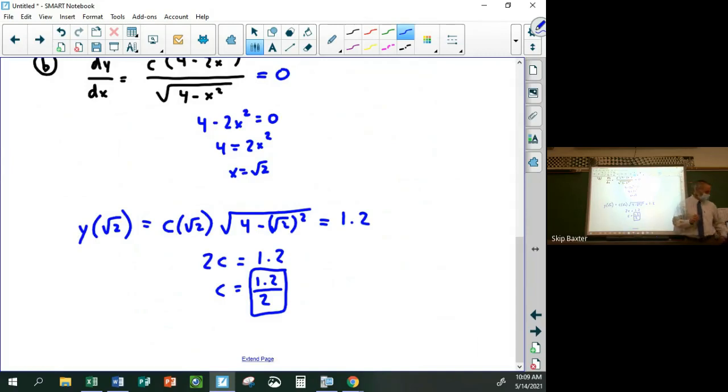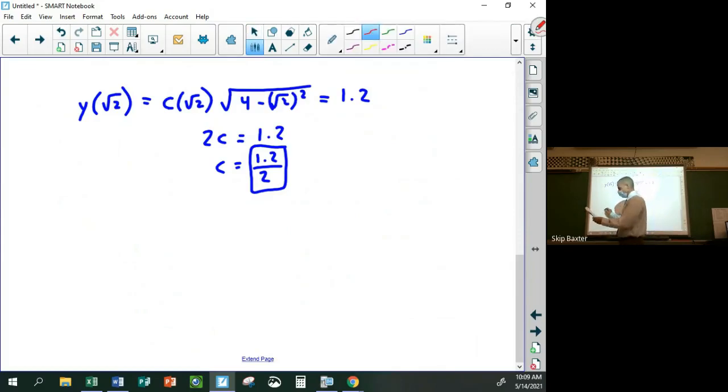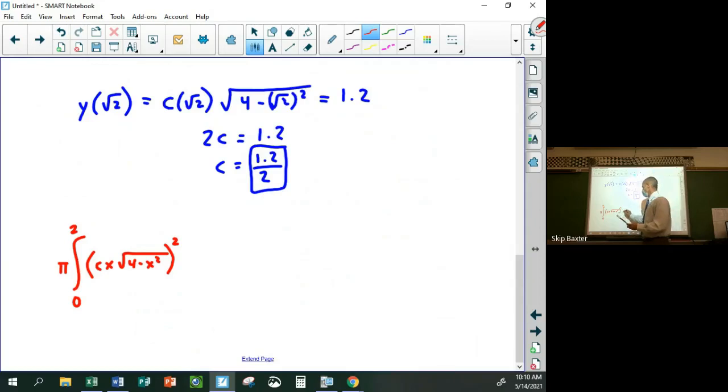I got that one. That wasn't too crazy. Number 3 as well. Number 3, it says for another spinning toy, the volume is 2 pi. So these would definitely be disks, right? So the volume of this thing would be the integral from 0 to 2 of pi r squared. So it's pi times cx radical 4 minus x squared, right? Pi r squared equals 2 pi. Solve for c, right?